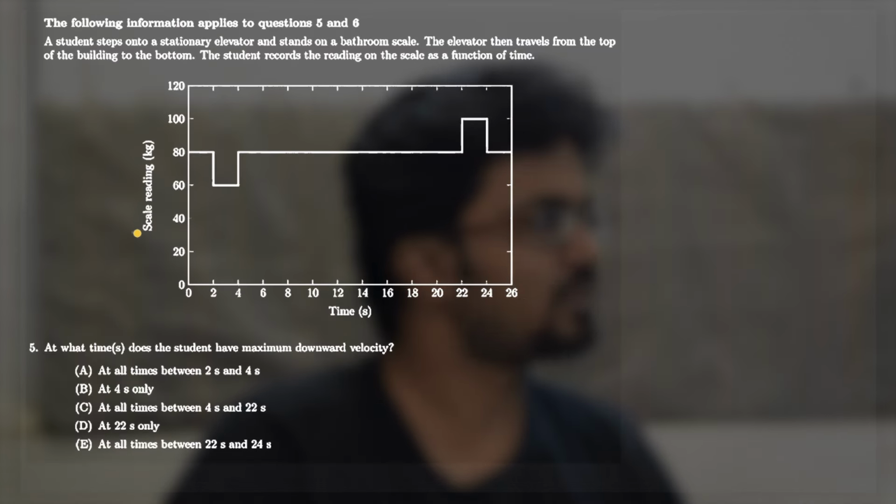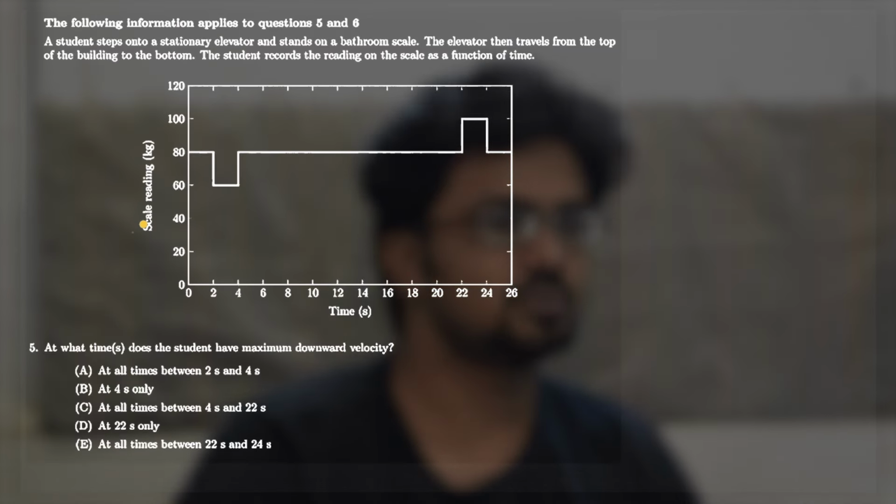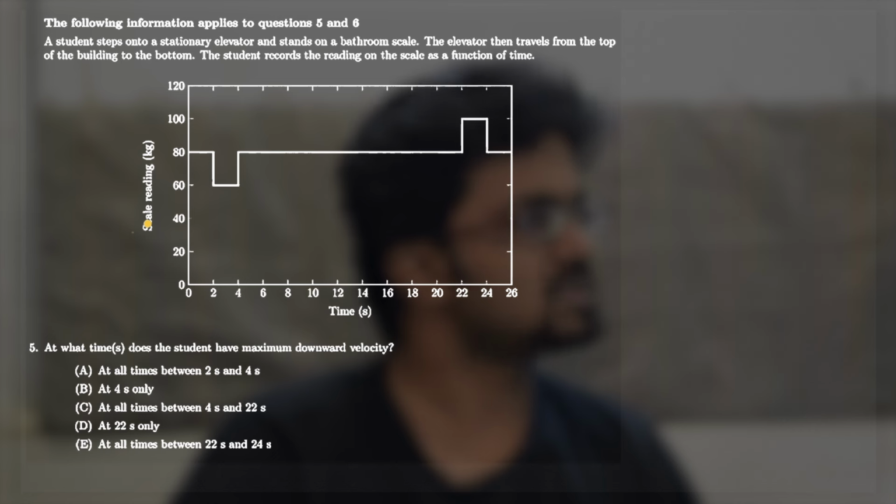So here we can see a problem from the F is equal to MA exam 2013. In the following problem, a student steps into a stationary elevator and stands on a bathroom scale. The elevator then travels from the top of a building.